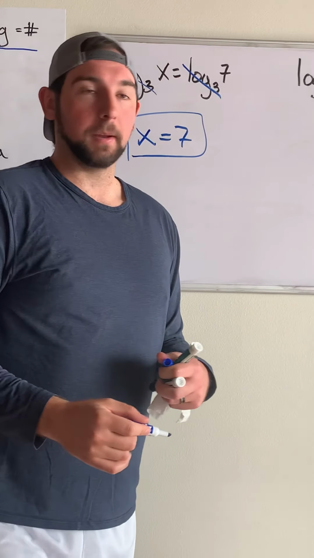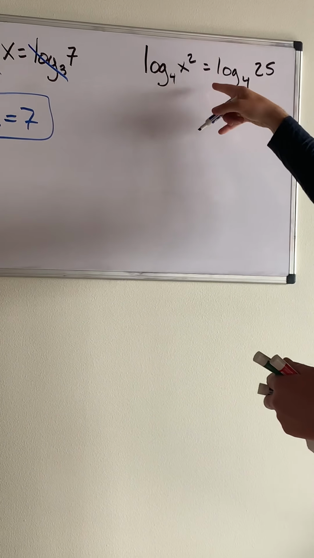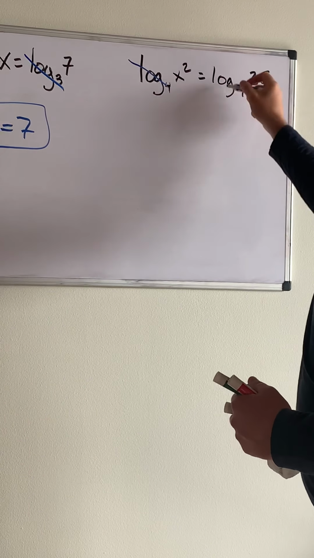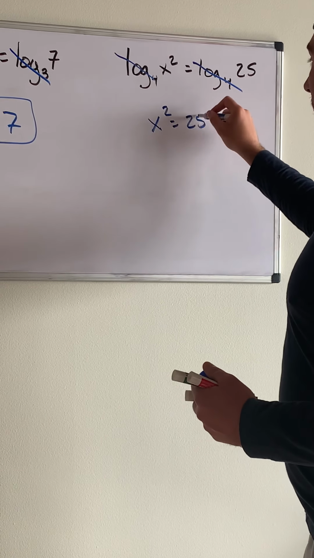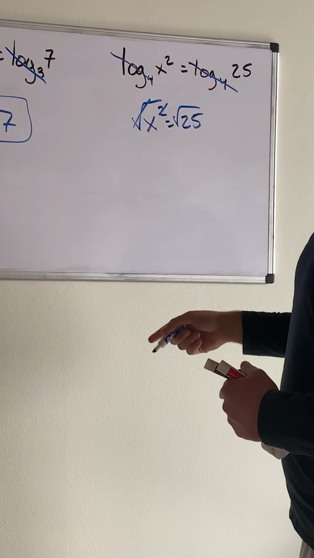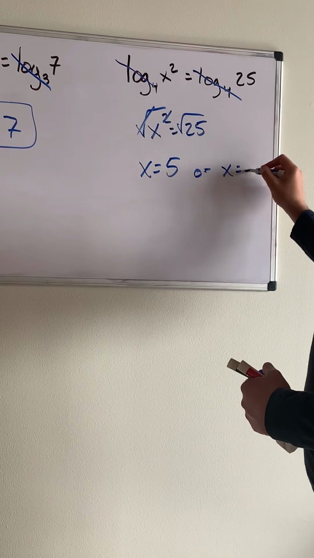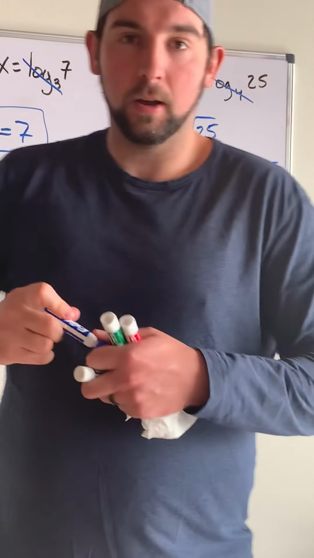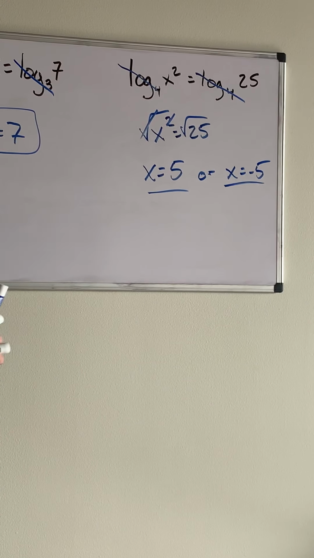It's very simple. Okay, the next one, log base 4 of x squared equals log base 4 of 25. Once again, same log base 4 on either side. We can cancel, and now we get x squared equals 25. Now remember, when you take the square root to get rid of that square, we have to have x equals 5 or x equals negative 5, because negative 5 squared is also 25. Okay, so just like a little nuance in that, nothing too crazy though. All right, let's get into our next examples.